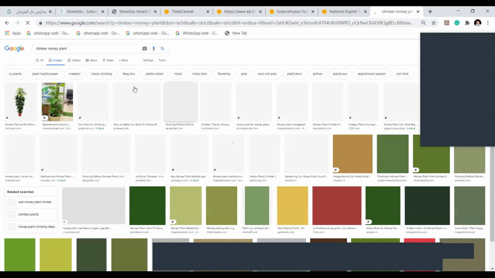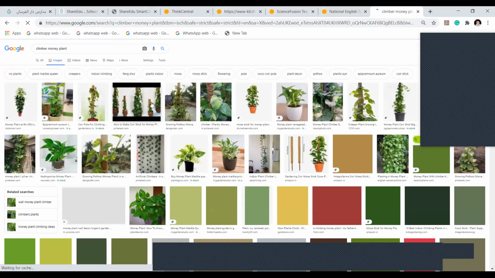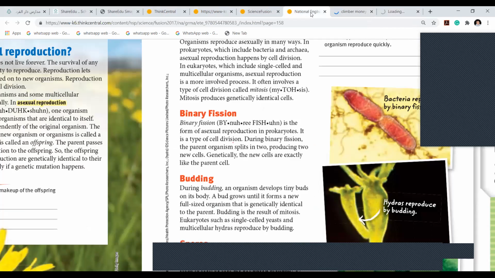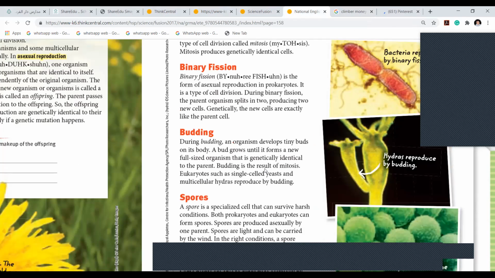Like the climber money plant. This is also very beautiful, and people love it. You have seen these kinds in offices. Anyway, they just come out from one bud. That is called budding. Budding is the result of mitosis. A bud grows until it forms a new full-size organism that is exactly identical to the parent.